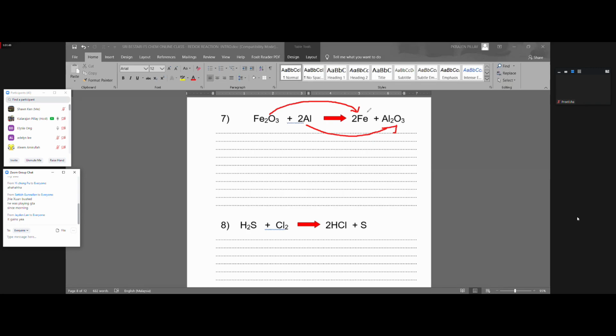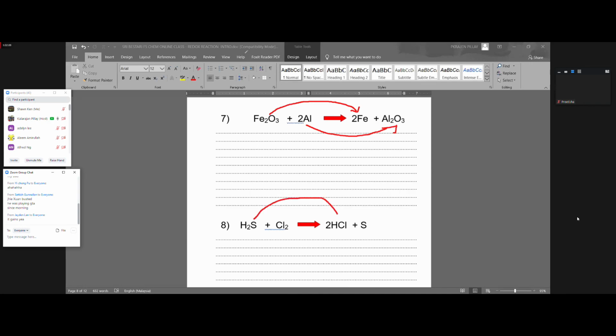Okay, 3. Now, oxidizing agent. Iron(III) oxide is the oxidizing agent. Okay, which is the reducing agent? Aluminium. That's all. Okay, then we do the last one.